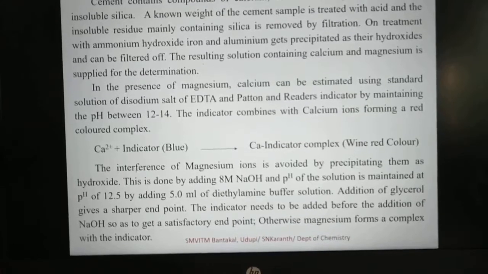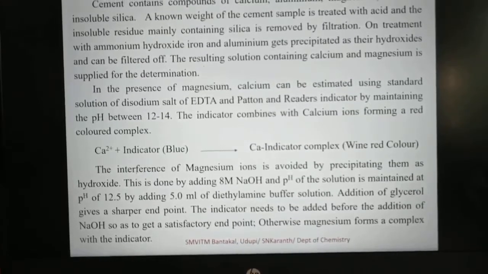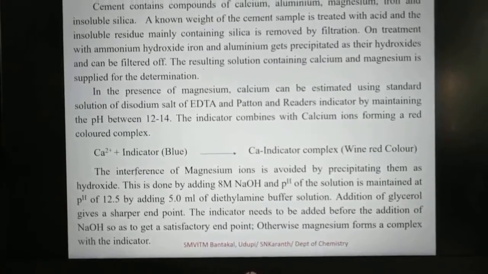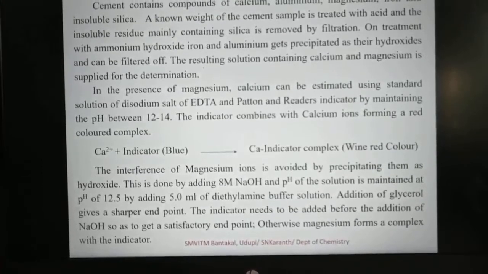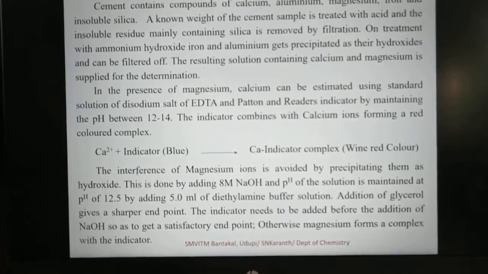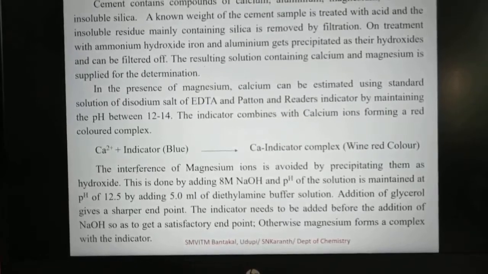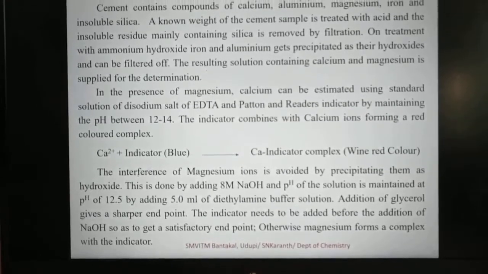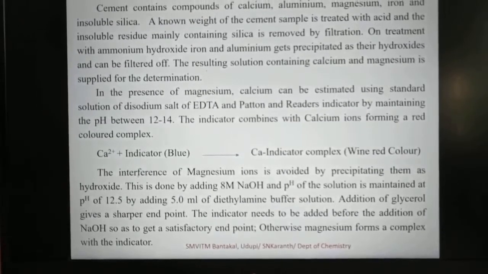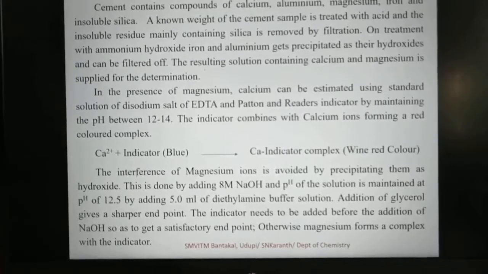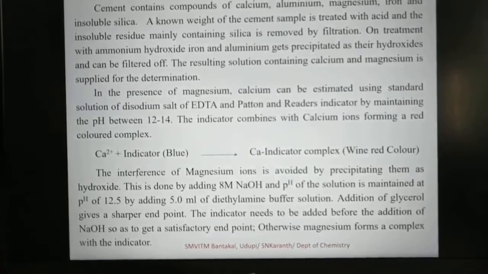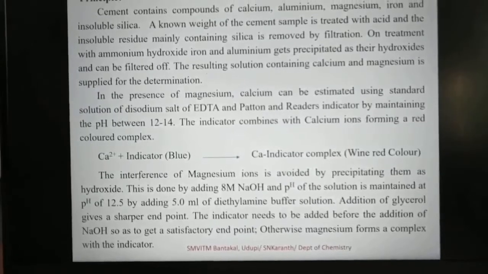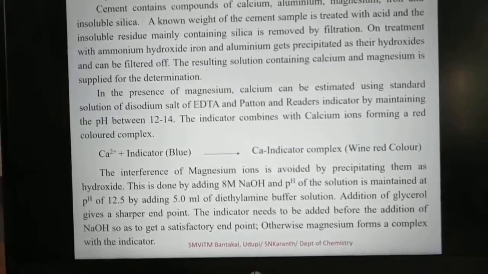The addition of glycerol gives a sharper endpoint. So the reagents added during this titration are diethylamine, sodium hydroxide and glycerol. At a pH of 12.5, the preferred indicator is Patton and Reeder's indicator. When the indicator combines with the calcium ion, it forms a less stable calcium-indicator complex, which is wine red in color.